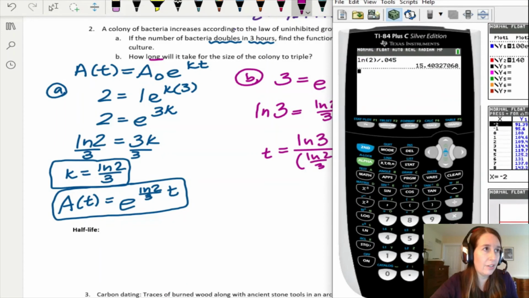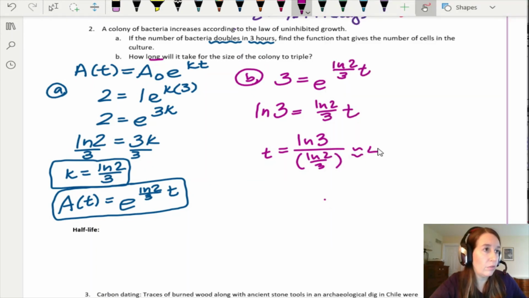Where is that calculator? There it is. Jeez, it tried to escape from me. Okay, so natural log of 3, end parenthesis, divided by, let's open a parenthesis, natural log of 2, close that little parenthesis, divided by 3, and then end the parenthesis for the denominator. 4.755. Now look back at the problem to see the units.